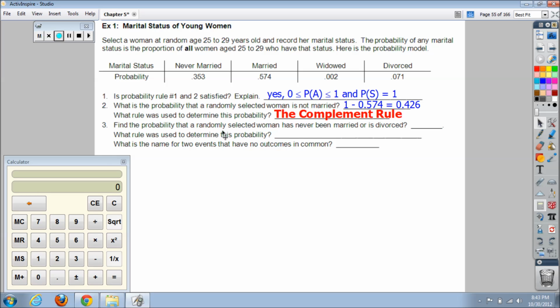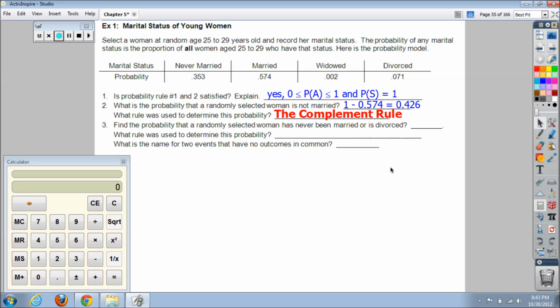Find the probability that a randomly selected woman has never been married or is divorced. Now, can there be a woman who has never been married and is currently divorced? Does that make any sense? And you might first think, well, yeah, maybe. But a person who is divorced has been married. So if you have a person that has never been married and a person who was once married, you cannot find a woman that meets both of those criteria.